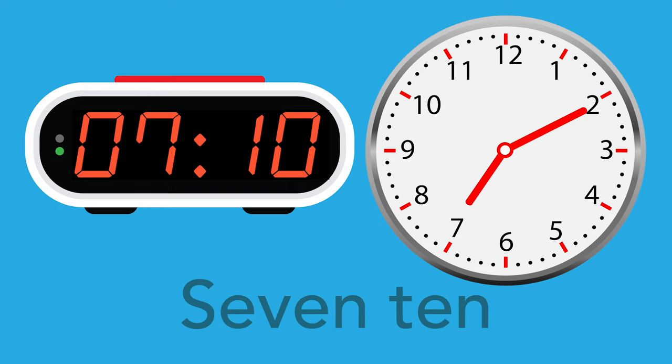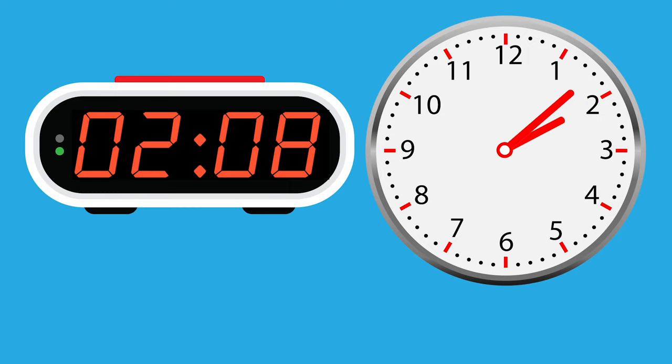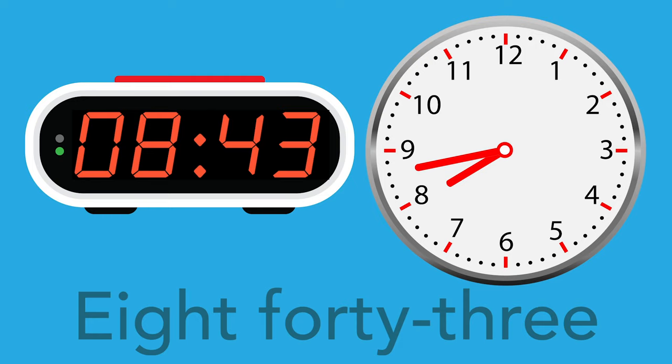Now, let's put the analog and digital clocks side by side and let's see if you can tell what time it is. If you said 7:10, then you're right. Hey, how about this one? Did you say 11 o'clock? Wow! How about this one? Did you say 2:08? Great job! Last one. If you said 8:43, then pat yourself on the back. You just learned how to tell time.